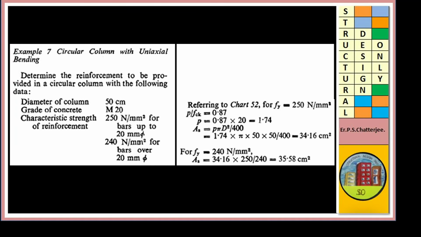Circular column with uniaxial bending. Determine the reinforcement to be provided in a circular column with the following data: diameter of column 50 centimeter, grade of concrete M20, characteristic strength 250 Newton per millimeter square.